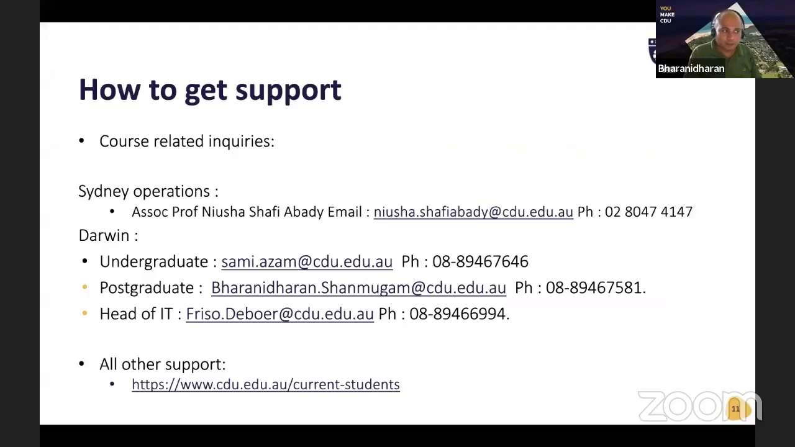Right. So if you are really keen to get some information about undergrad or postgrad, or if you are quite keen to get into Sydney, these are the contact details. You can drop an email to any one of these people. They should be able to help you with any of your questions. We are always there to help you.